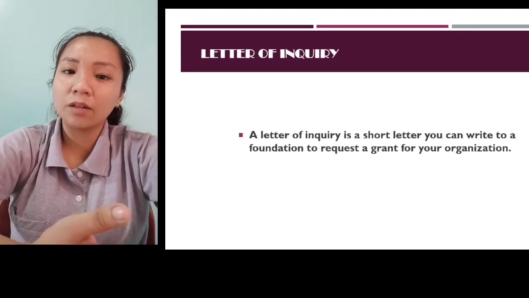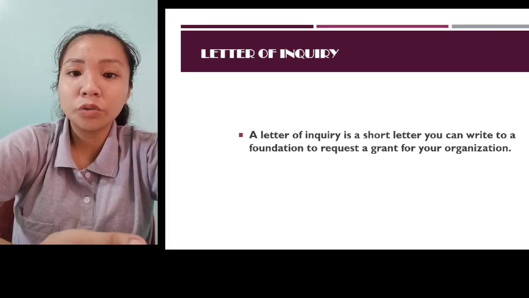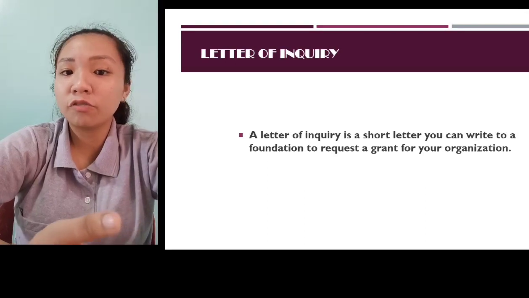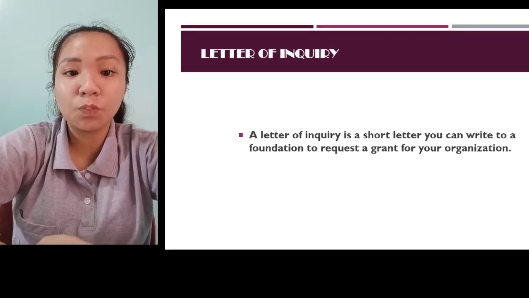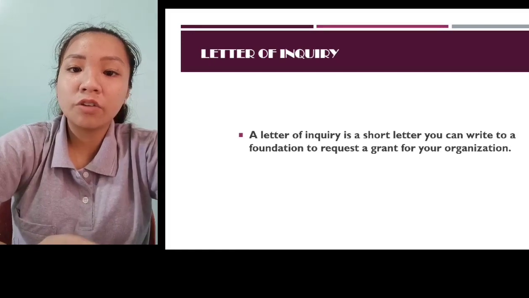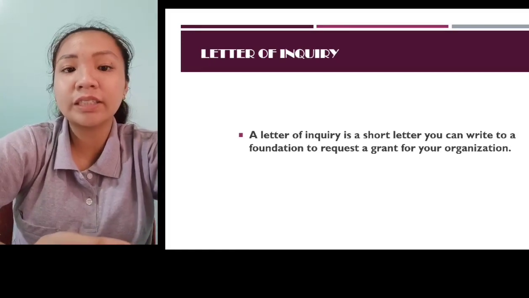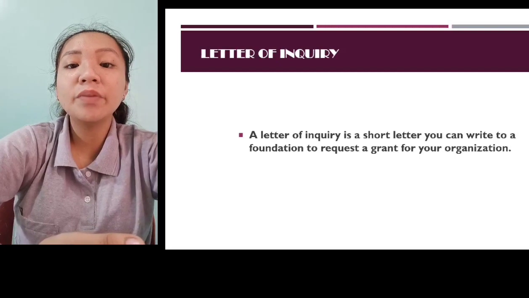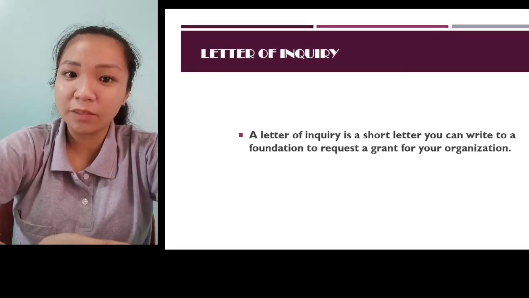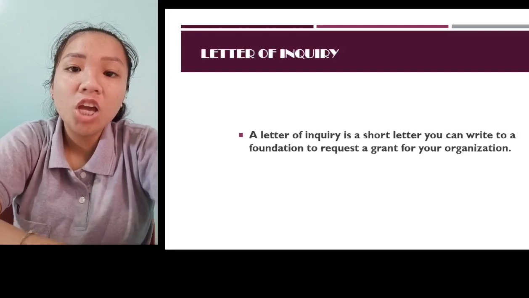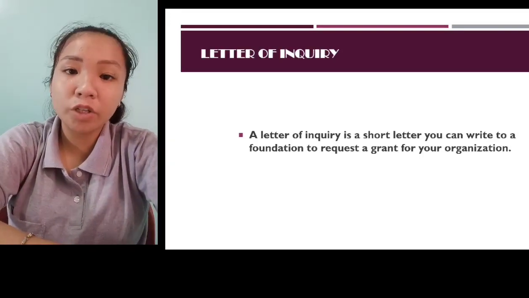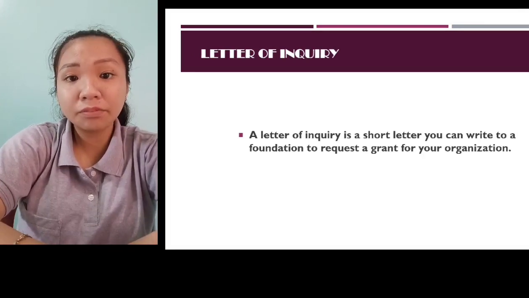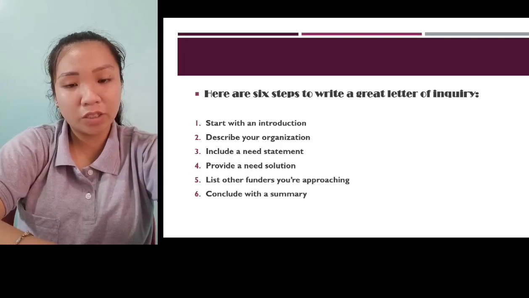True, a letter of inquiry is shorter than a full proposal. It can take just as long to write because it requires you to condense important information into a few concise pages. Often, if the recipient becomes interested in your organization after reading your letter of inquiry, they may request a full proposal. An effective letter of inquiry includes a few key components. Here are 6 steps to write a great letter of inquiry.